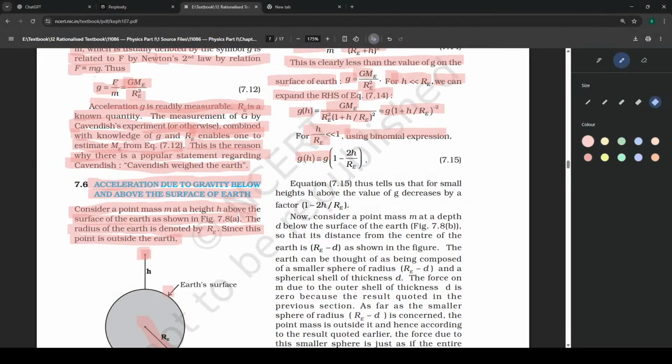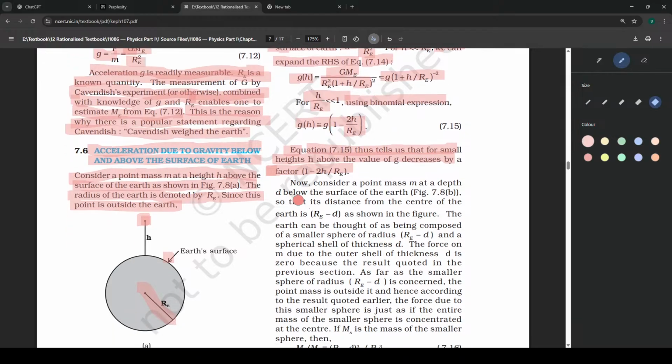Where we will get this equation, 1 minus 2h by Re. Equation 7.15 thus tells us that for small heights h above the surface, the value of g decreases by a factor 1 minus 2h by Re. If it's very small heights, it will decrease by this factor.